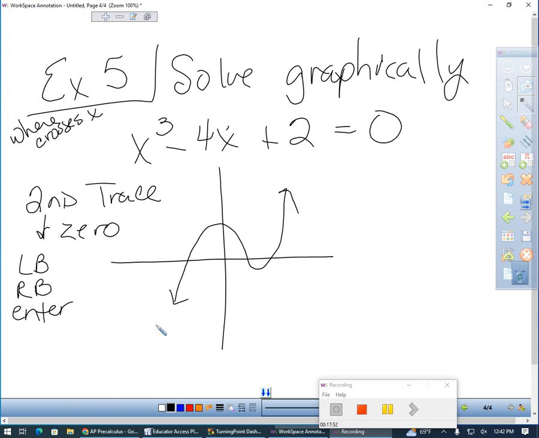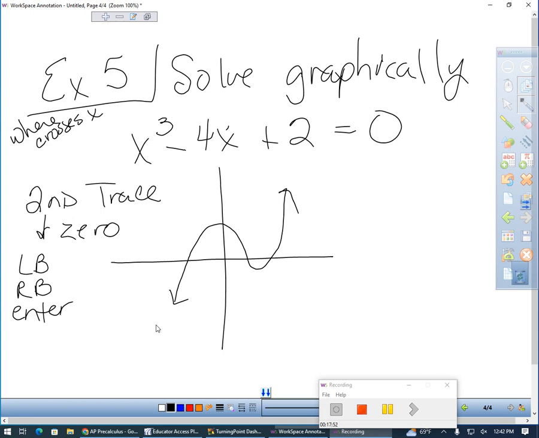I just clicked left one. You want to go to the left of your first 0, which in the first one is going to be underneath it. So hit enter. See how that line's to the left of it now? Now you want to go above it. And then hit enter one more time. There you go. It takes you to that 0. That's your first answer.